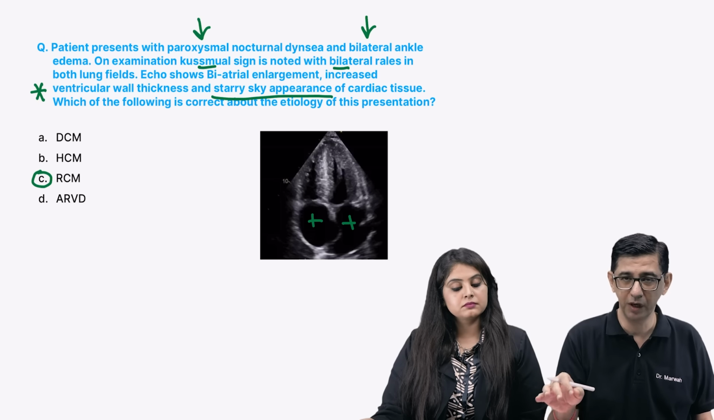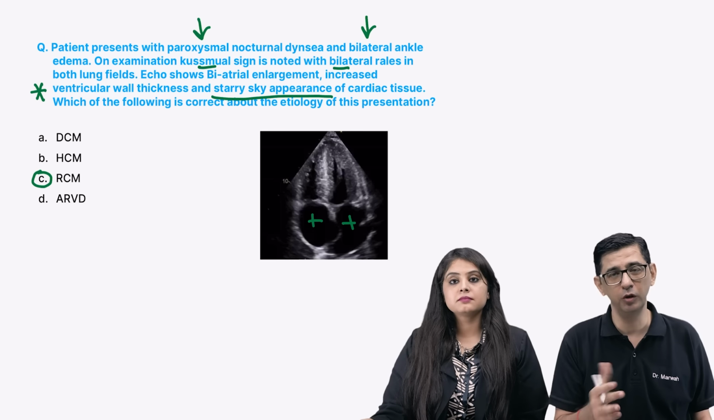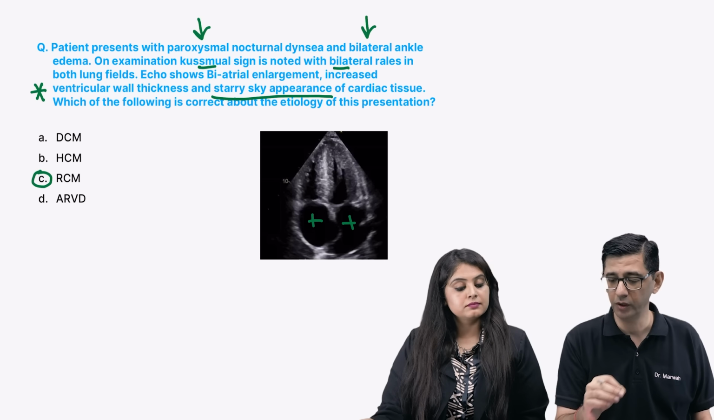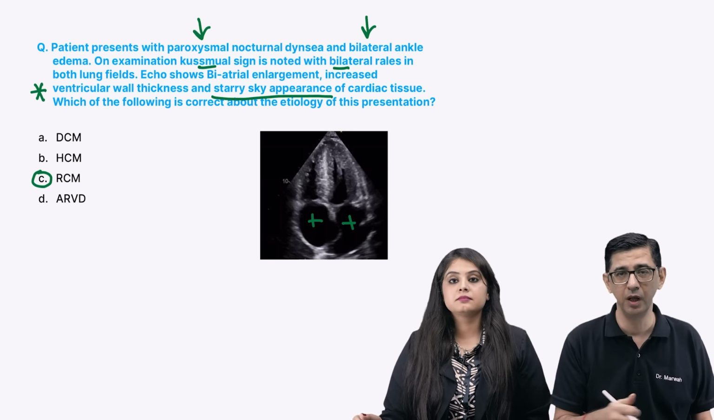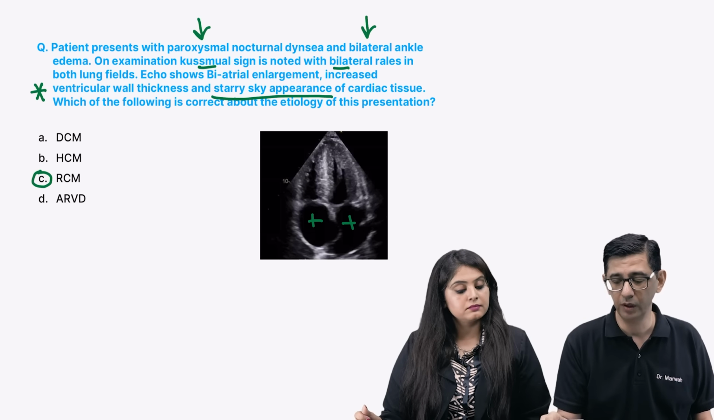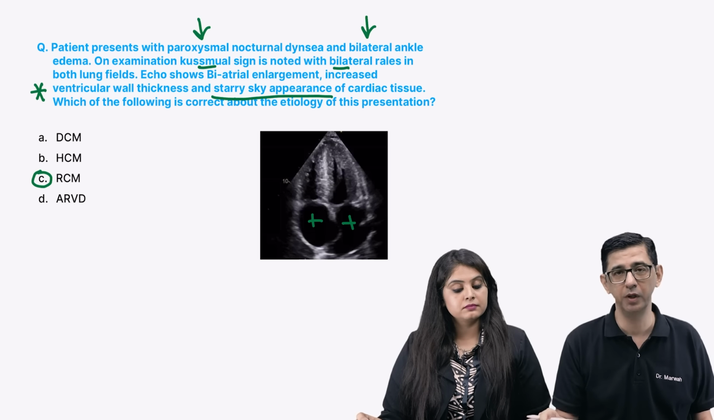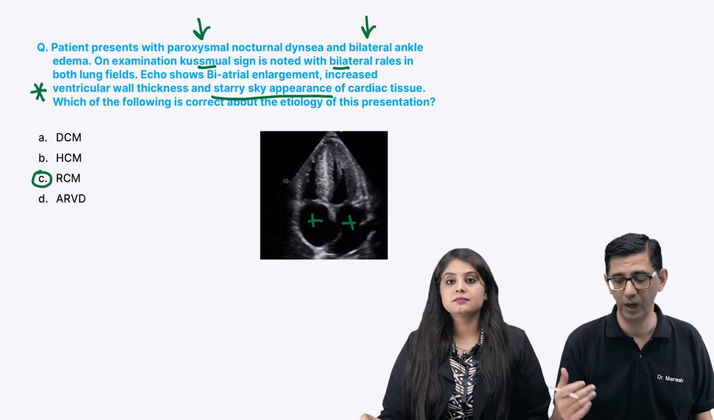because features of heart failure are a standard presentation of all types of cardiomyopathy. So you have to look for keywords. And what's the keyword in this question? Either focus on the word biatrial enlargement or focus on the starry sky appearance, which is a clinical bit that I would like to add to this question.